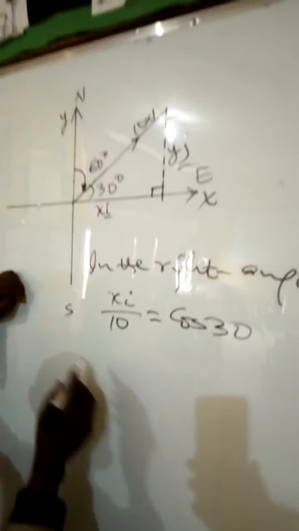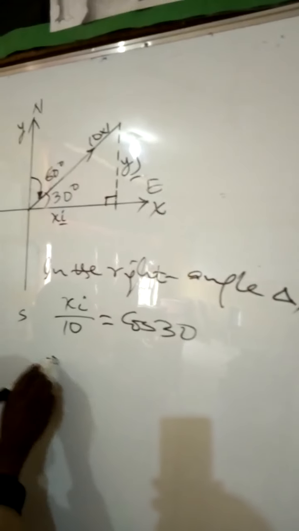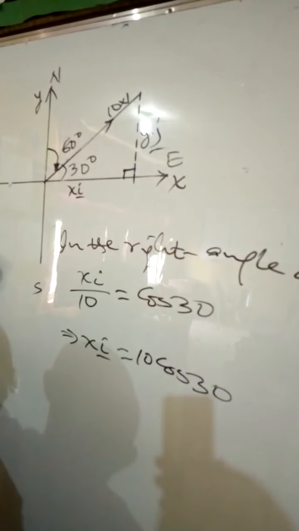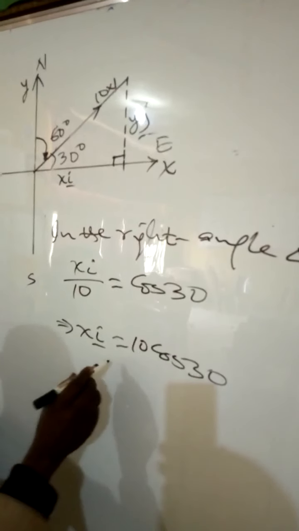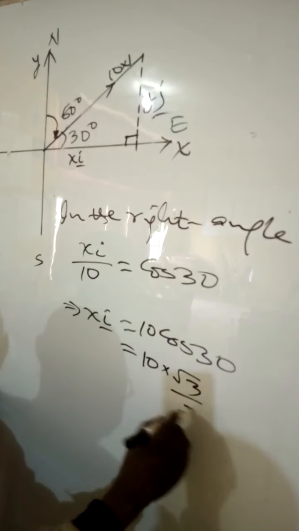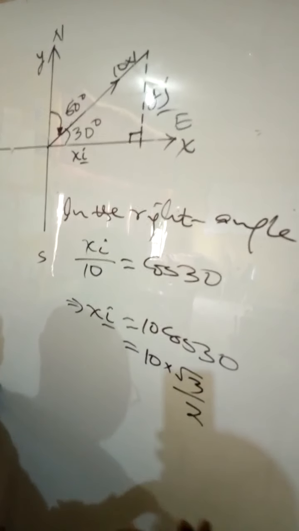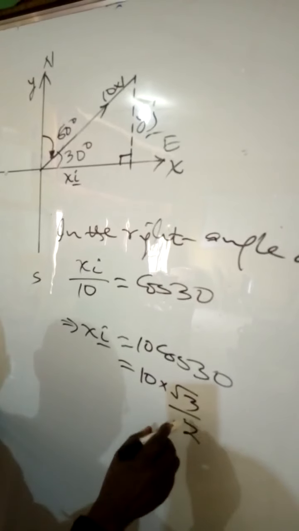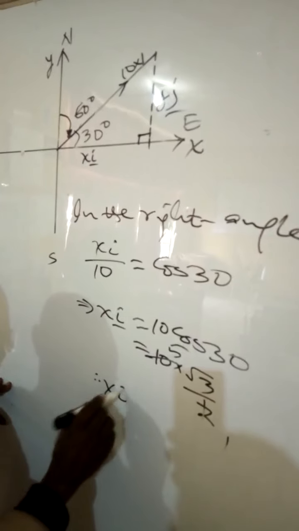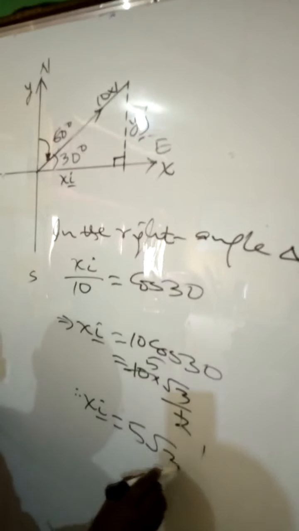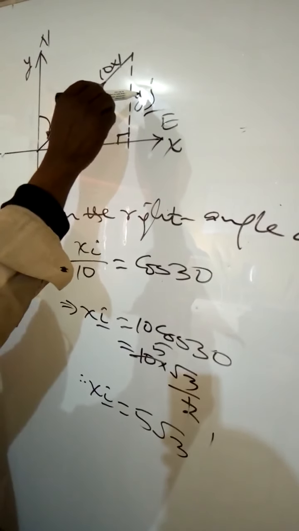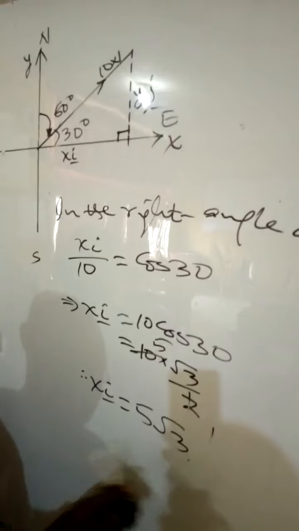If I cross multiply, I have xi is equal to 10 cos 30 degrees. And cos 30 degrees is root 3 over 2. So this is 10 times root 3 over 2. Cos 30 degrees from your calculator is root 3 over 2. 2 here, 1. 2 in 10, 5. So my xi now is 5 root 3. Now, I am now to find the value of yj.